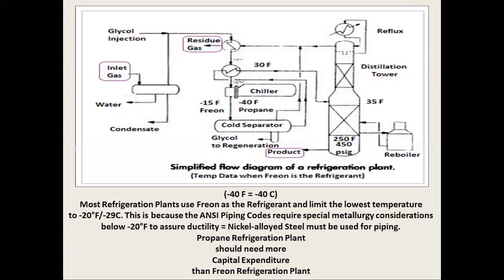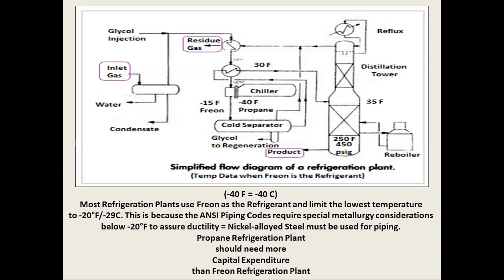Here is a drawing with more details. What is the more detail here? We can say the gas. Let's go to, yes, here's the freon. If we are using freon, it gets the gas down to minus 15. If we use propane, it gets the gas down to minus 40 Fahrenheit, and minus 40 Fahrenheit equals minus 40 Celsius, okay? All right, let's see the gas.